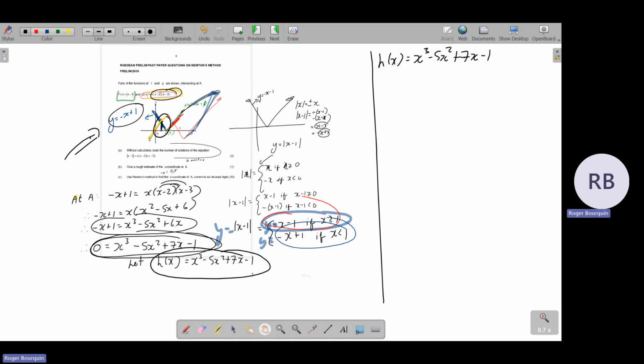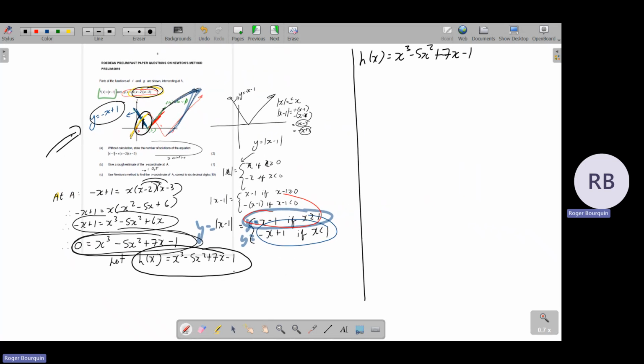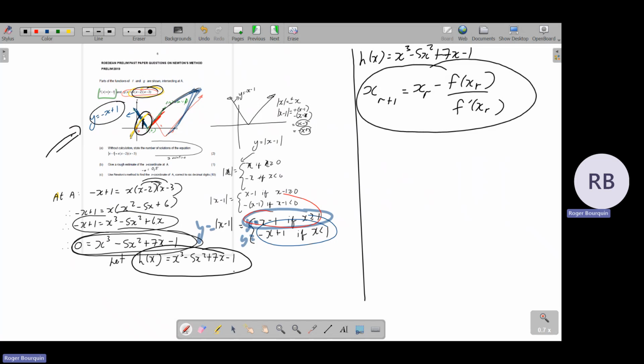So you go to your formula sheet, and we have to use Newton's method to do that. You copy down the Newton's method formula, which says that x to the r plus 1 is equal to x to the r minus f of xr over f dash of xr. So we're going to be using this formula. The difference is that now we're going to be doing it in terms of h. So I'm going to rewrite it here, instead of f, the name of the function we're working with is h. So it's going to be h of xr over h dash of xr.